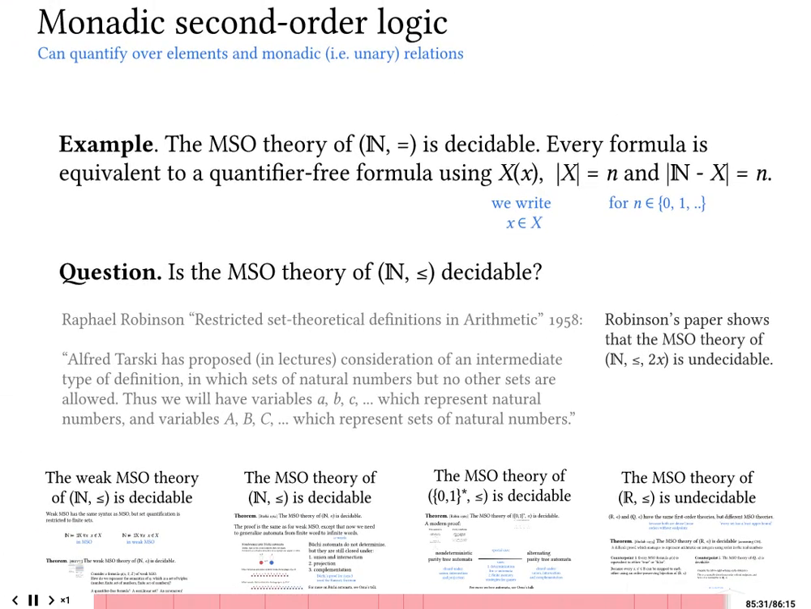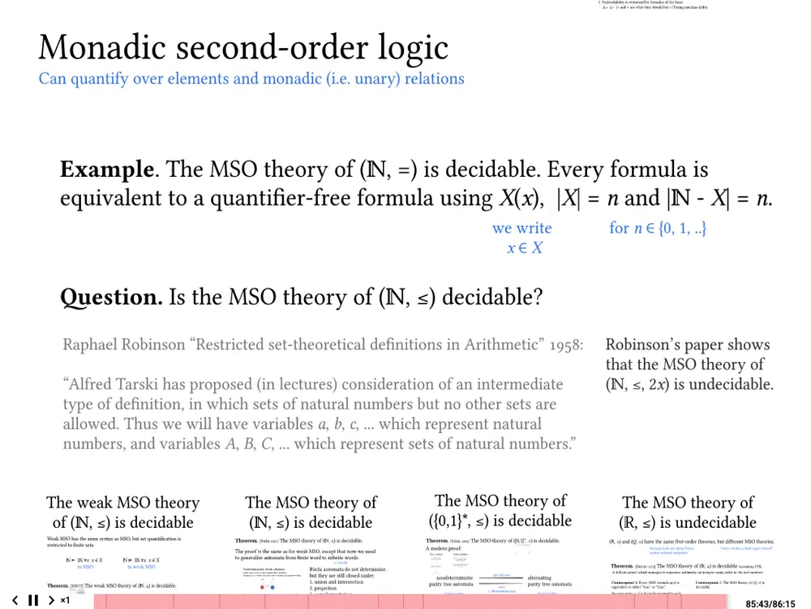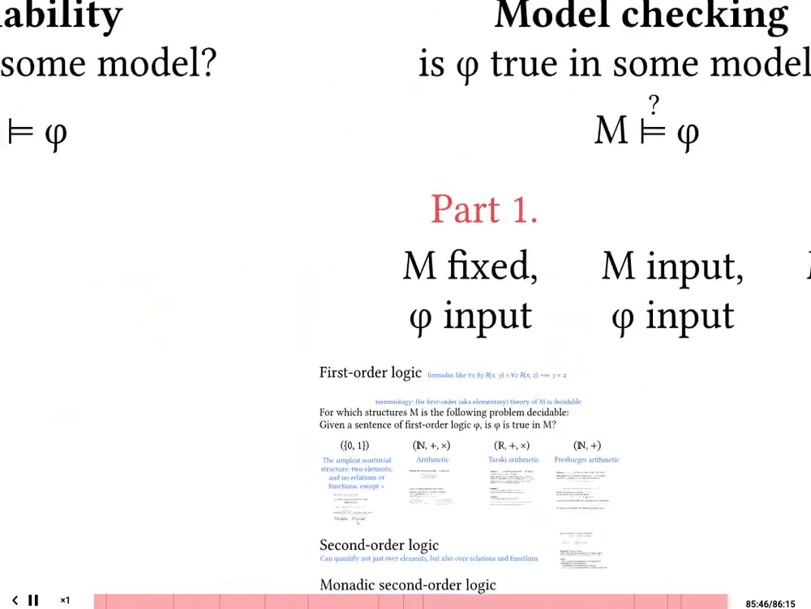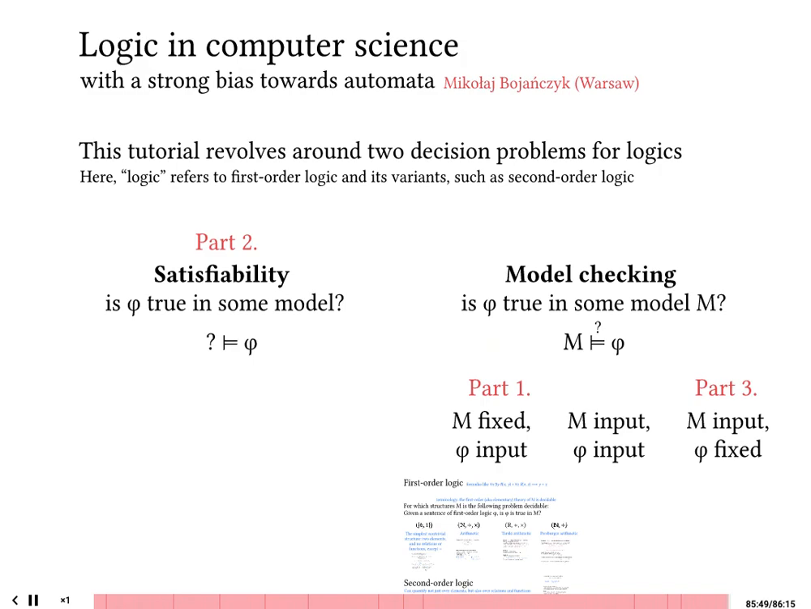And this brings me to the conclusion of the first part of my tutorial, where I gave you examples of structures where the first-order theory or the monadic second-order theory were decidable. My main focus was to choose structures so that the decidability of the theory would follow from a translation of formulas into equivalent automata. And now, in the second and third parts of my talk, I will discuss applications of these methods and others to the satisfiability problem, and also to the variant of the model checking problem where the formula is fixed.